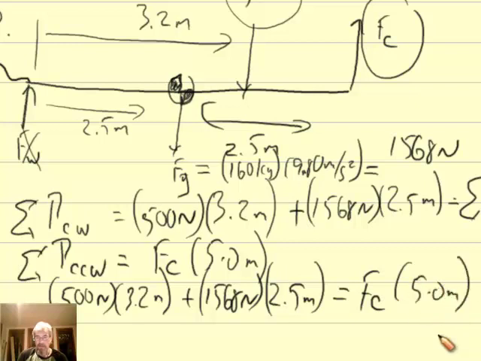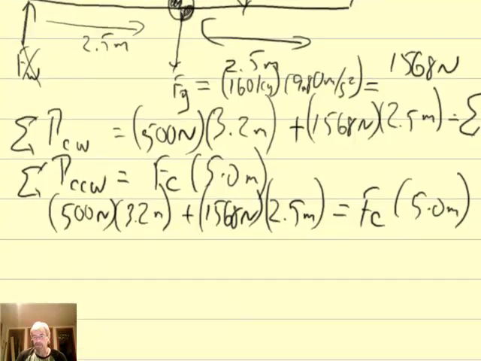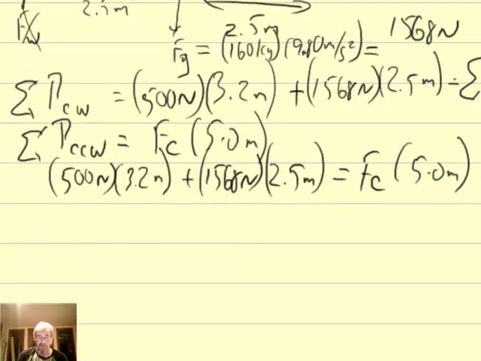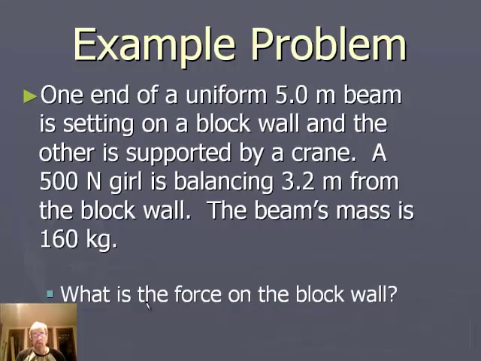times 5 meters. And if I divide both sides by 5 meters, well, I'll have units of only newtons. So I'll add this all up. If I multiply these together and then add the two products, I'll have Newton meters divided by meters is just newtons. So the force of the crane is going to be 1,104 newtons. Here's a follow-up problem to that.